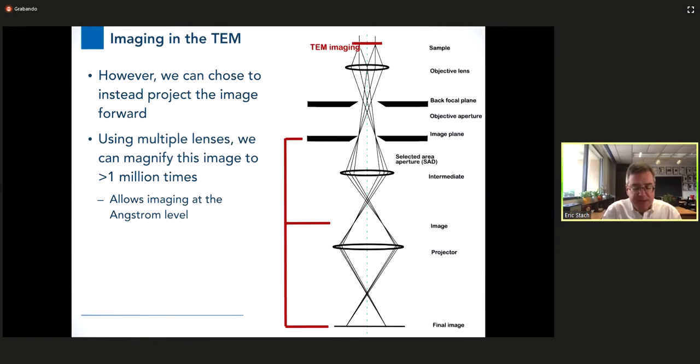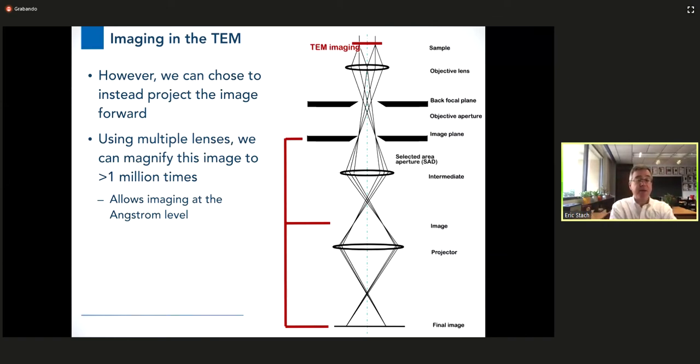One of the key strengths of the TEM is the fact that not only do you form a diffraction pattern in the back focal plane, you also form an image in the conjugate image plane, right? And so what we can do is choose a different strength for the next lens, the intermediate lens, and instead of looking further up the microscope and making the back focal plane our image for subsequent magnification, we can weaken the intermediate lens and look at the image plane and magnify that.